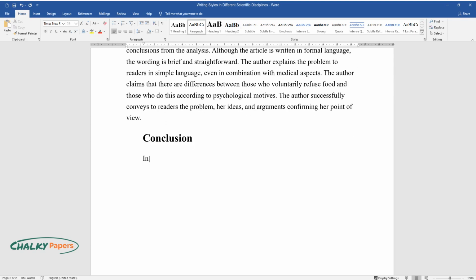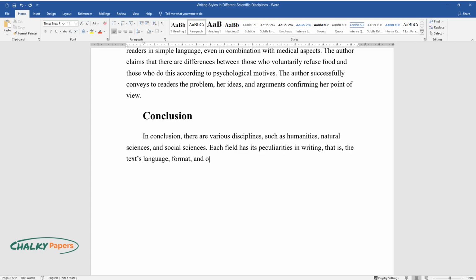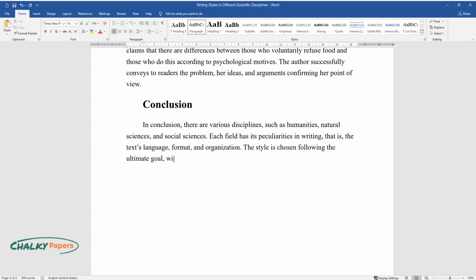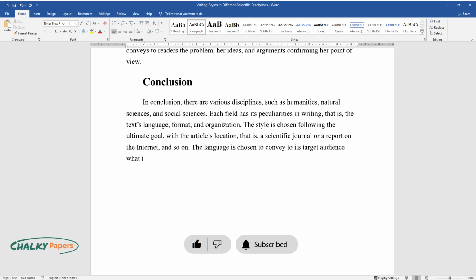Conclusion. In conclusion, there are various disciplines, such as humanities, natural sciences, and social sciences. Each field has its peculiarities in writing, that is, the text's language, format, and organization. The style is chosen following the ultimate goal, with the article's location, that is, a scientific journal or a report on the internet, and so on. The language is chosen to convey to its target audience what it means.